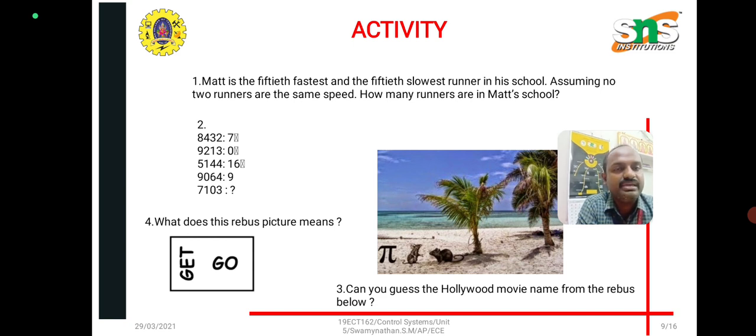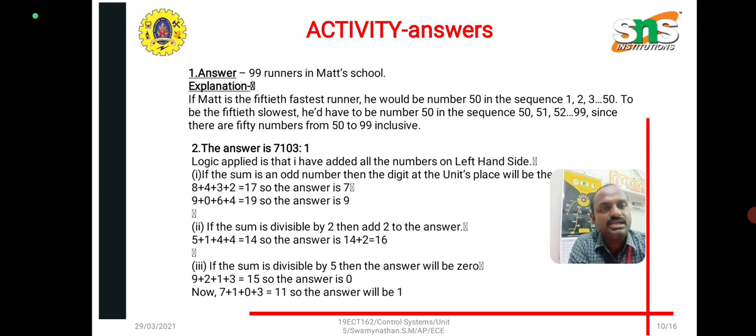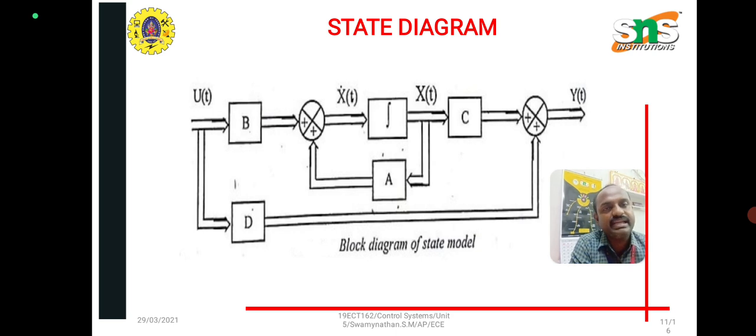Third point, the pirates of the Caribbean. This is a simple thing, where you make the connections. These are all the answers of the activity, and this is the state diagram. u(t) is the input, B is the block, and there is a summer, and you make this x'(t). This x'(t) is the input to the integrator, and then you get x(t), which is given to C and the summer, and then y(t). Again x(t) is fed back through the A block to the summer, and again u(t) is given through the feedback to another summing node.